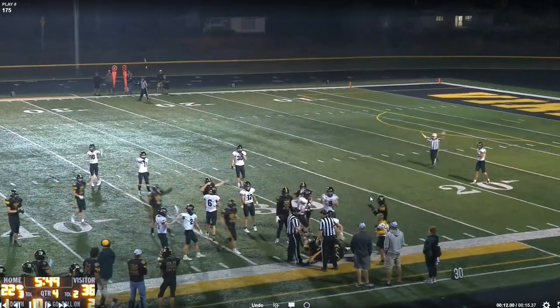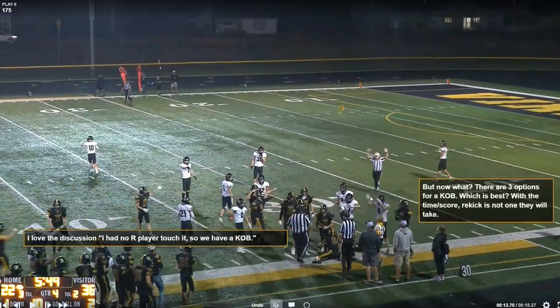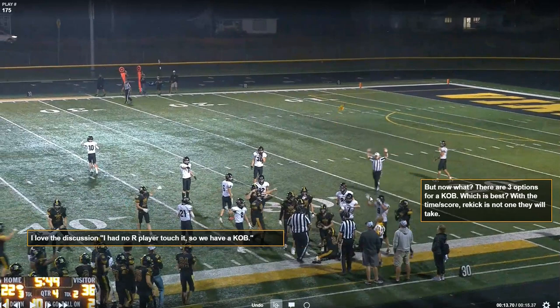Okay. So let's just see what my comments are here to talk about. Okay, so this is really, really good because our discussion, I'm sure, because I know they went with KOB, was that I had no receiving player touching that ball. We have a kickoff out of bounds, right? Yep, flag up. So great. Okay, but now what? We've got 3 options for KOB. Which is our best option?